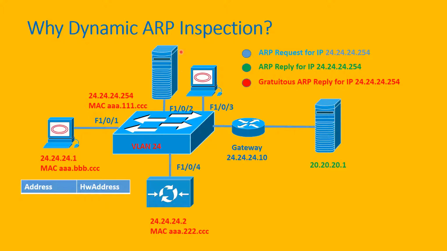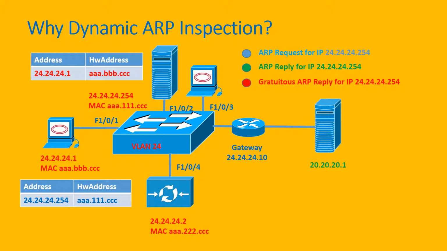The server listens to the packet and finds that the packet is for itself, so it updates the ARP table for the address of the client and then sends the ARP reply back to the client. And the client computer updates the ARP table. Everything would be fine if there is no attacker sitting over here.